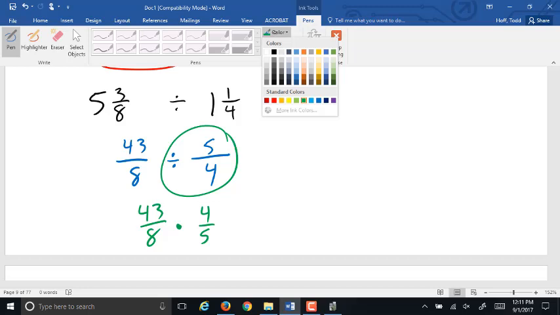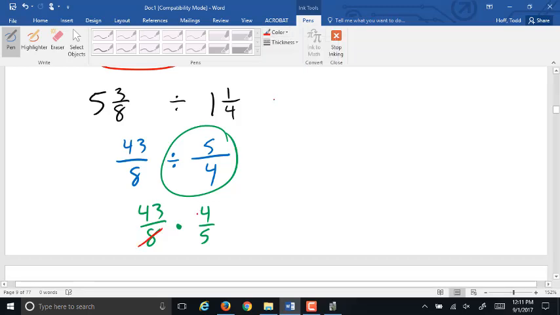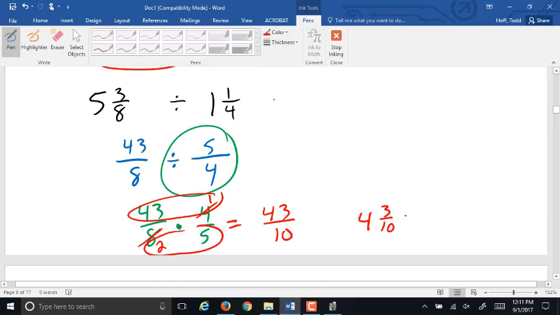Now we could cross cancel. Both of those divide by 4. We get 1 and 2. Good. And then 43 times 1 is 43. 2 times 5 is 10. So I'll let you guys reduce that down to 4 3/10 on your own. Any questions?